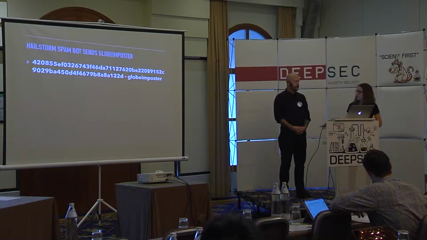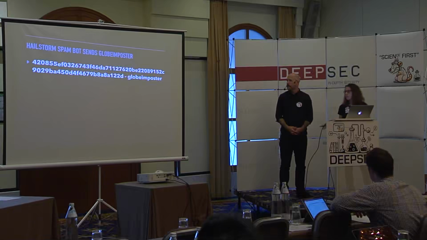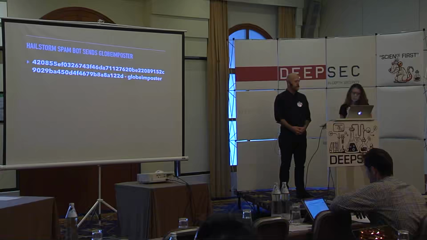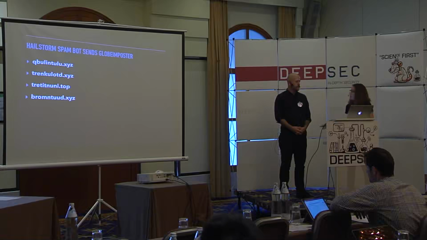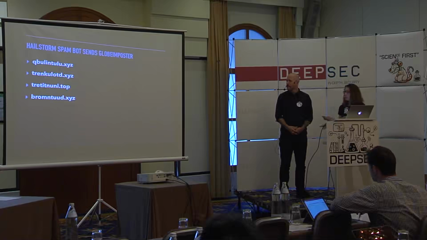So that spam message in the Hailstorm spam is usually sending pharmaceutical fraud spam right now, but that actual message had this Globe Imposter binary in it. Once we ran that in a sandbox environment, we were able to see the DGAs that it called out to. They're actually the same DGAs that the Neckers botnet used that we had from John Bambenek's feed.